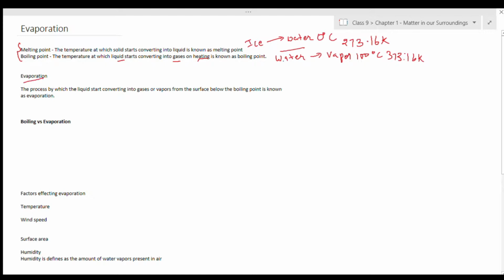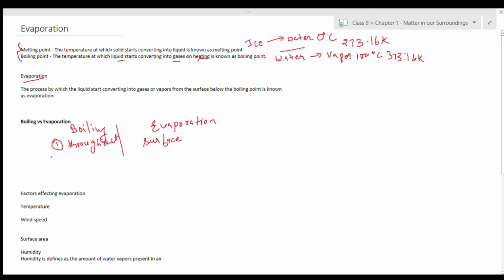Evaporation is defined as the process by which liquid starts converting into gases or vapors from the surface below the boiling point. So there are a few differences between boiling and evaporation. On the left hand side we'll write boiling, and on the right hand side we'll write evaporation. So boiling, the first difference is that boiling occurs throughout the liquid, whereas evaporation occurs on the surface.